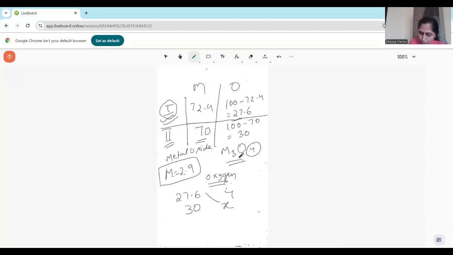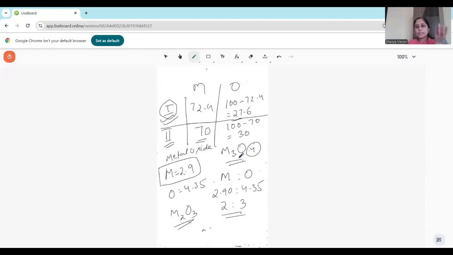Okay. So when I cross multiply it, X, we get it as 4.35. This was for oxygen. Okay, so 4.35. Oxygen is 4.35. So metal is to oxygen, 2.90 is to 4.35. Okay, it roughly gives me 2 is to 3. So the formula is M2O3.